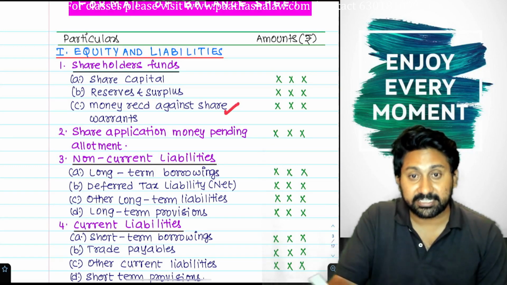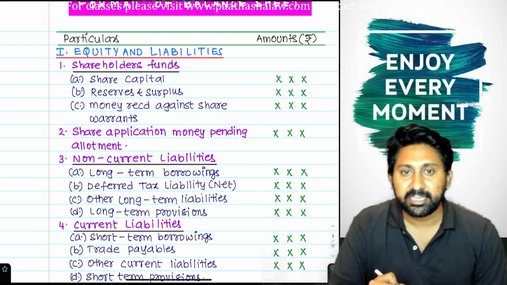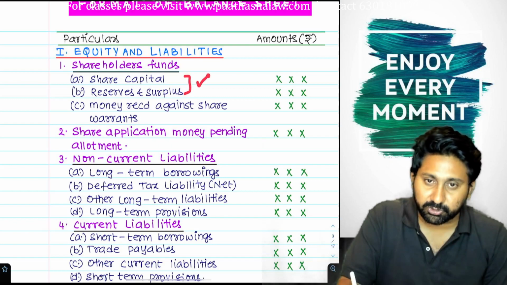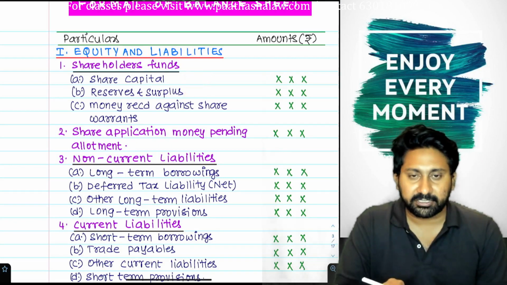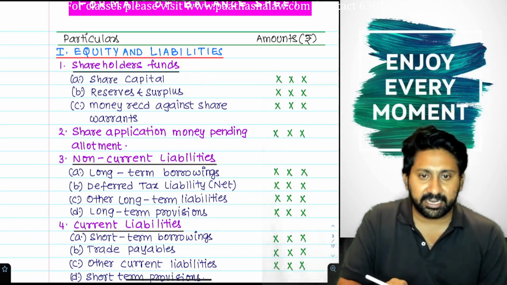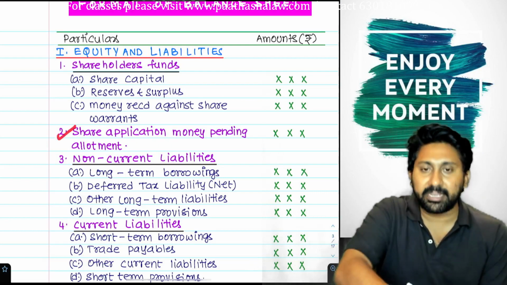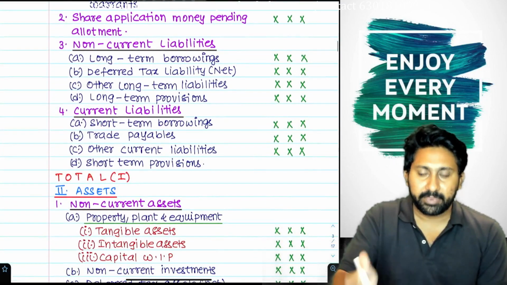Money received against share warrants. These two are important for our ratios chapter: share capital, reserves and surplus. When I say share capital, equity and preference both will come. Share application money is received but allotment is not yet made.